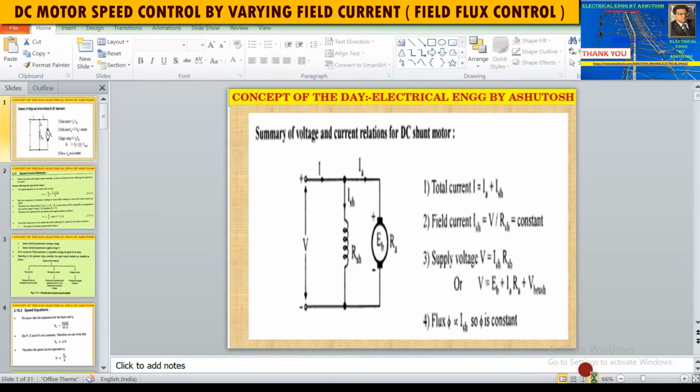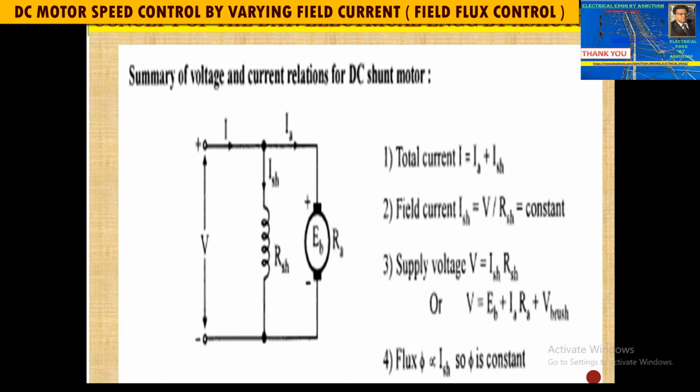Basically this is our DC shunt motor. As you can see, the field winding is connected in parallel with the armature. This is the field resistance RSH, this is the field current, this is the armature, and back EMF EB is shown. This is the armature resistance, and these are the formulas you already know. This is the terminal voltage, plus and minus, where the DC supply is applied.